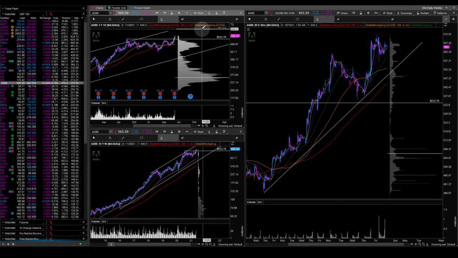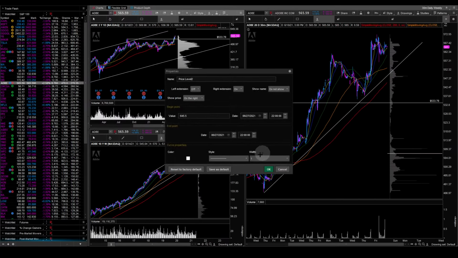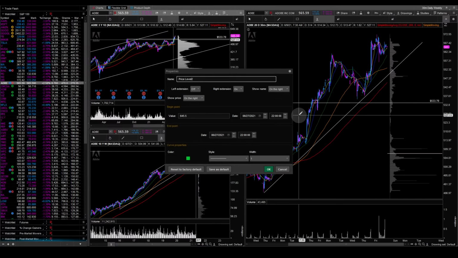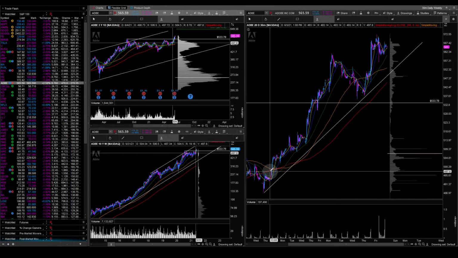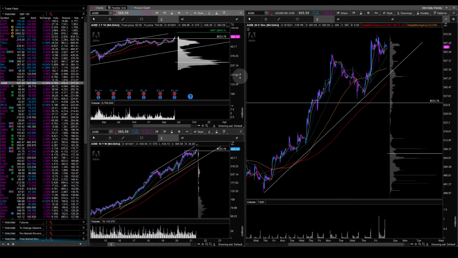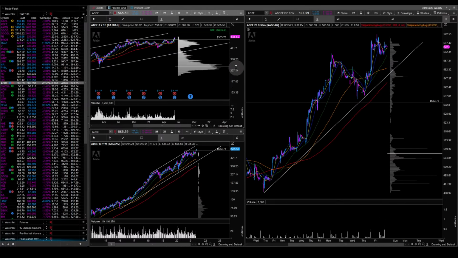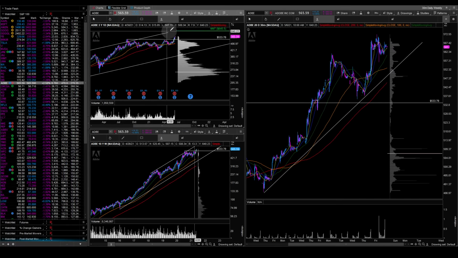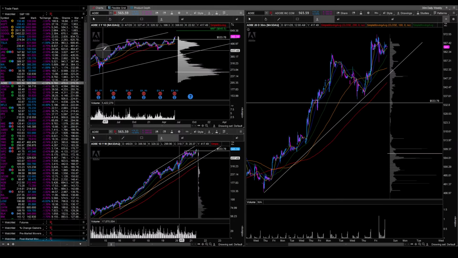Okay, you just say edit properties. We'll call it, let's see, the name, show it on the right, measured move target, MMT. Okay, see that? There you go. So see if it hits it. Kind of corresponds to the channel too. So if you extend the channel out, it's right near the measured move. So anyway, Adobe's really strong.